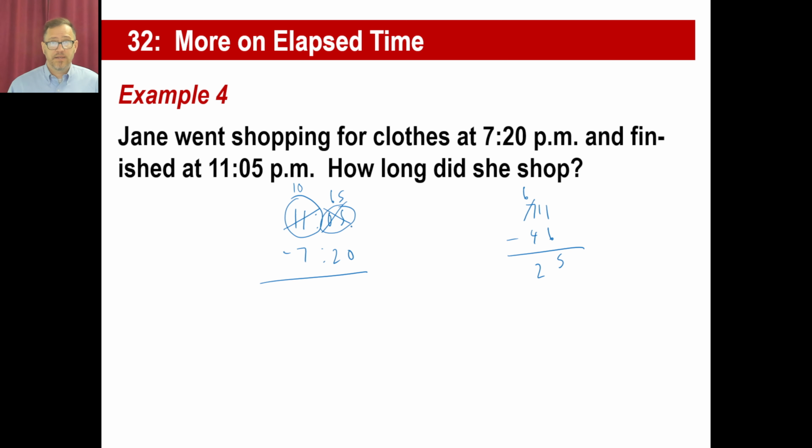Now we can just go ahead and subtract straight down. 65 minus 20 is 45. 10 minus 7 is 3. So Jane went shopping for clothes for 3 hours and 45 minutes. Probably that's a short day.